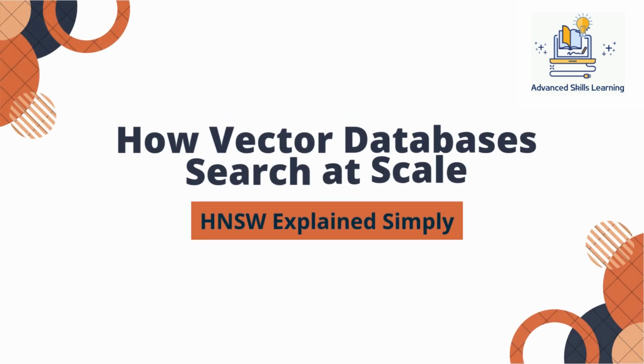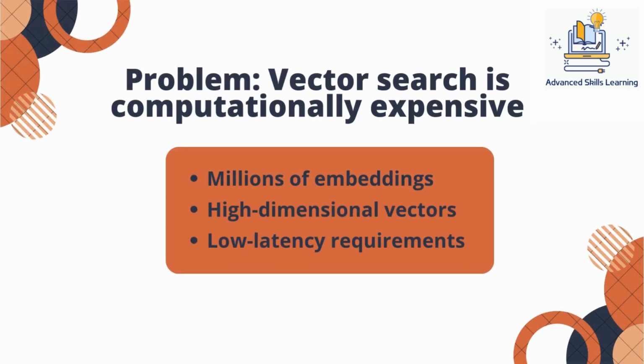How vector databases search at scale, HNSW explained simply. Vector databases are designed to store and search millions, and sometimes even billions, of embeddings. Each embedding is a high-dimensional numerical representation of text, images, audio, or other data. The challenge is that similarity search across these embeddings becomes extremely expensive as data volume grows.